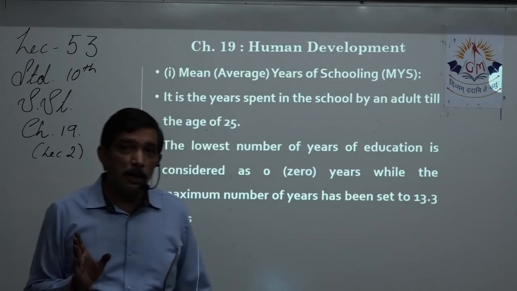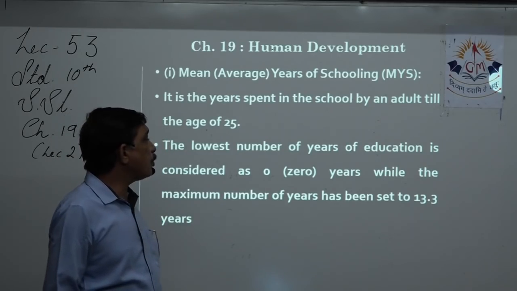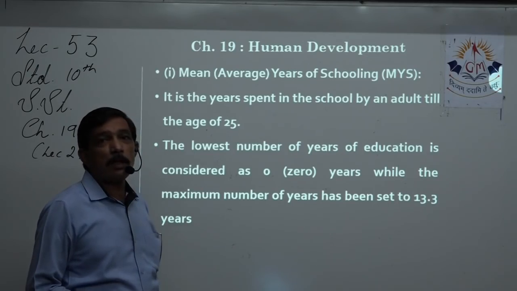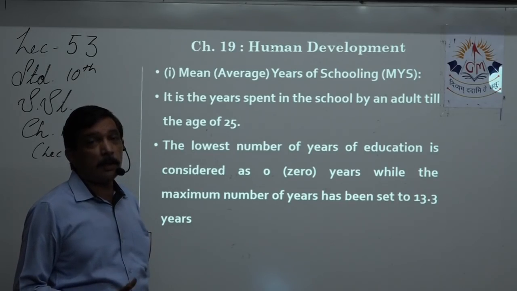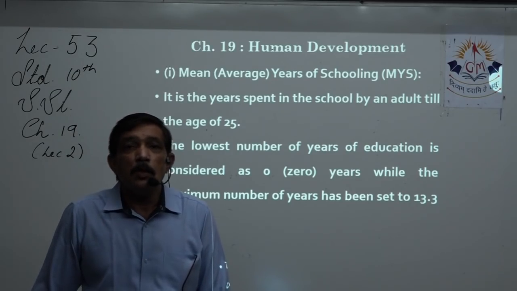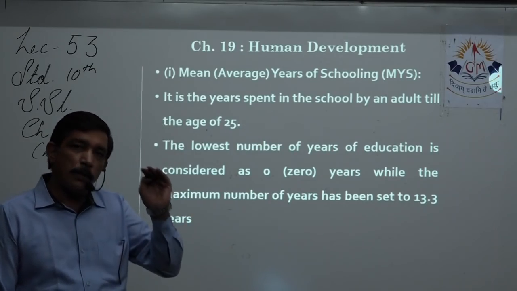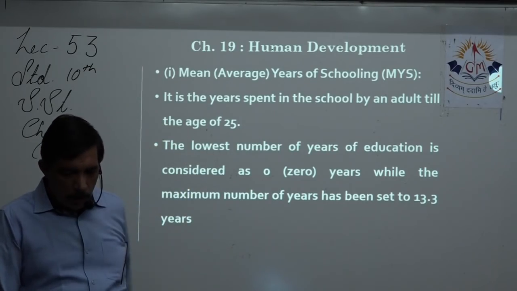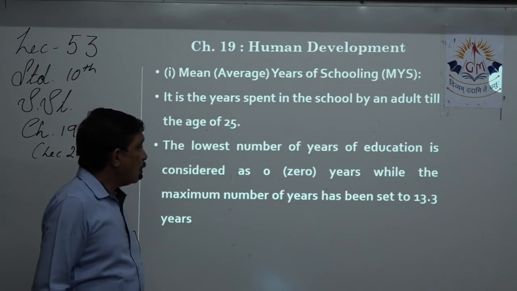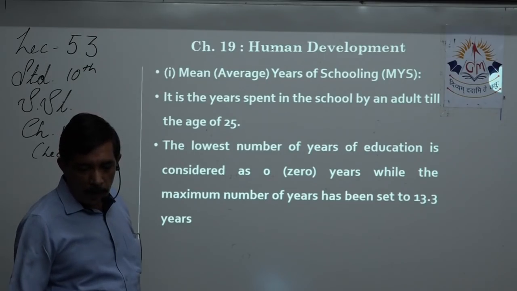Jata hi nahi hai koi school mein. Kitni achhi baat hai. Right? Yes, while the maximum number of years has been set to 13.3. 13.3 years is the maximum a child or a citizen spends in school. That is the highest level. Uske upar nahi jaate, lekin utna jaate hain, right? So the maximum number of years has been set to 13.3.